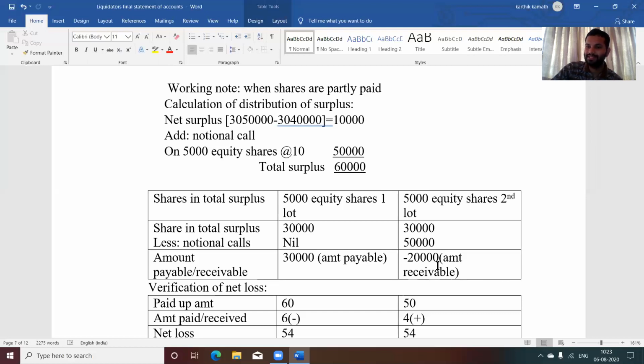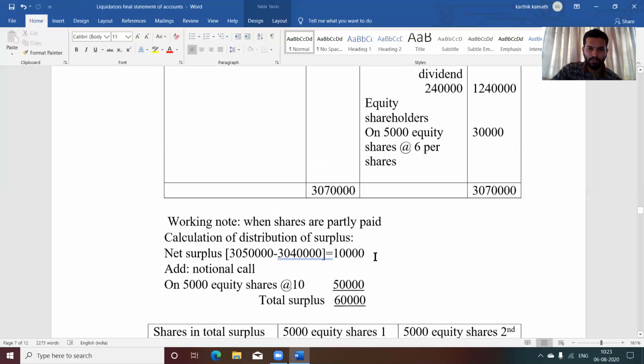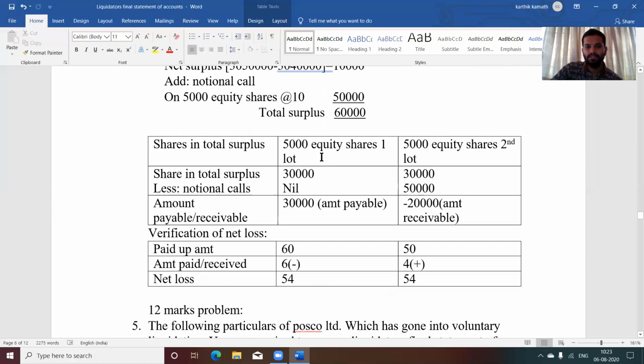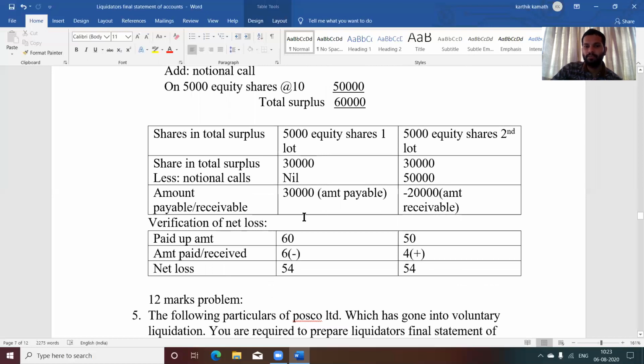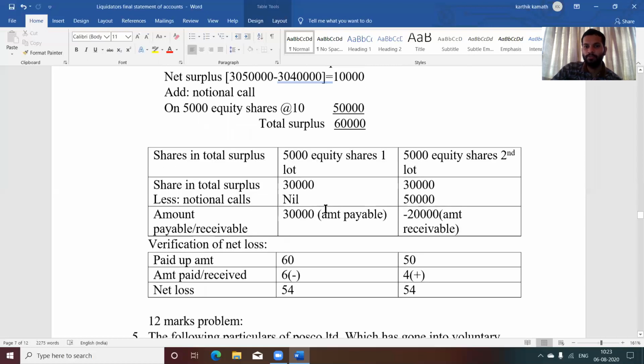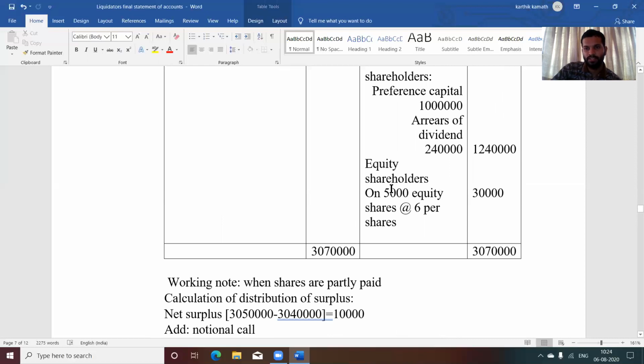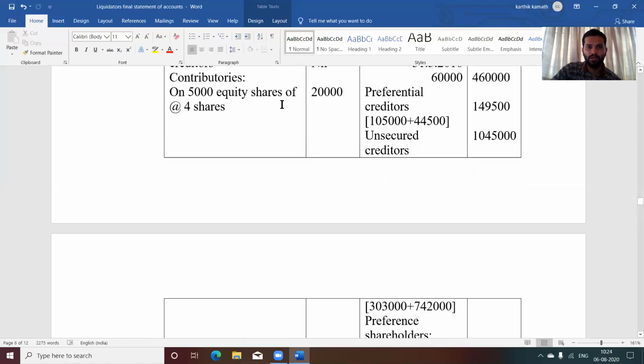Whenever there is an excess of 20,000, it has to be added to the liquidator's final statement of account as a contributory. So this 20,000 is treated as contributory. And this positive amount 30,000 is an amount payable, since there is no notional call. So the equity shareholder will get 30,000. Now we want per share information. Both classes of equity shares have 5,000 shares, so 30,000 divided by 5,000 gives 6 per share. And for the contributory, 20,000 divided by 5,000 gives 4 per share.